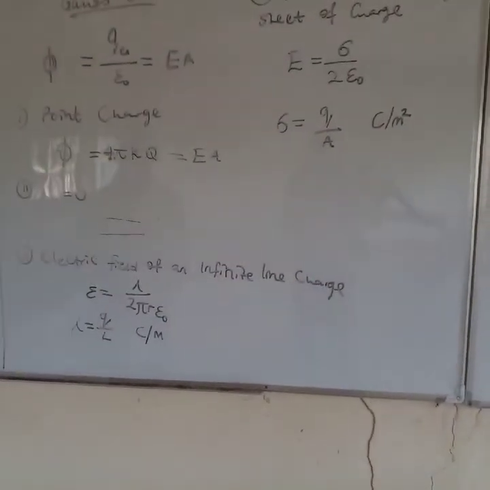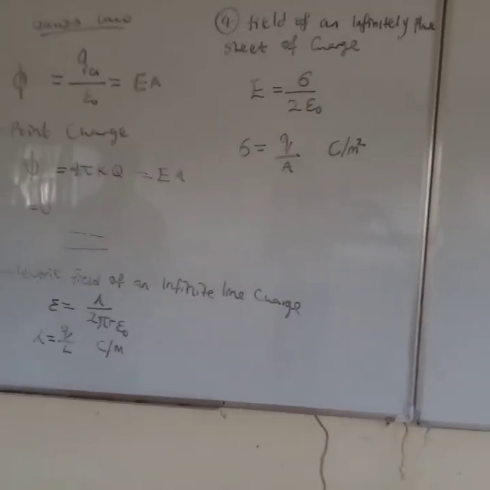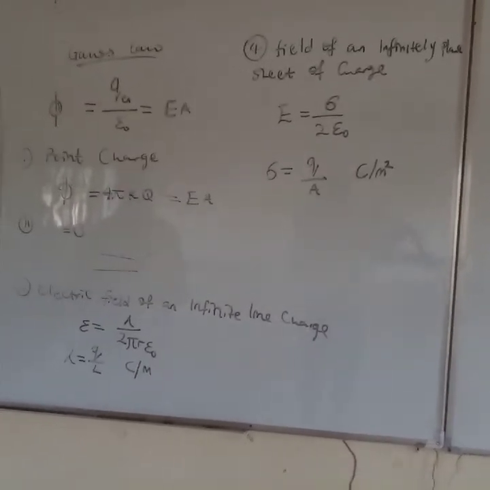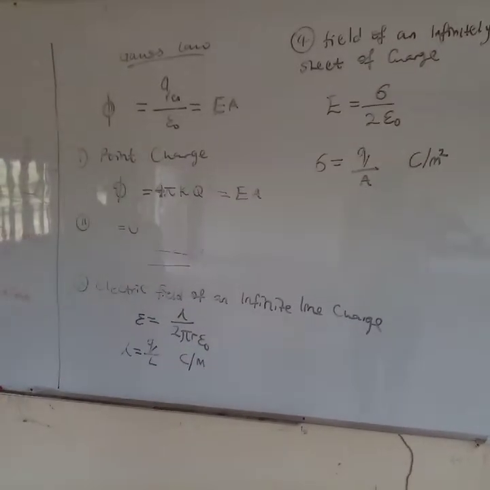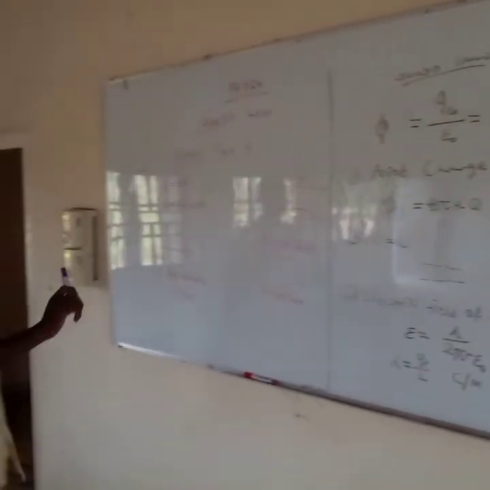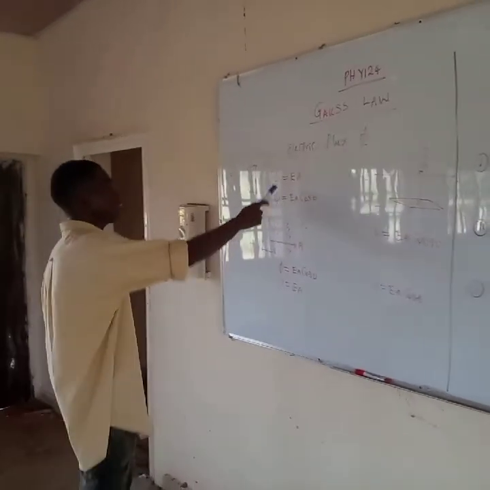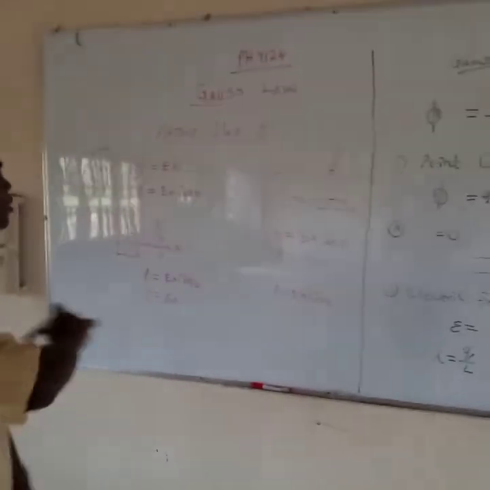Now, when you know those formulas, there is nothing you can't solve under Gauss law. Don't worry, in the next class we'll begin to solve problems that are related to Gauss law. But I just want to give you the summary of everything. So let us recap everything that we have been talking about under Gauss law. The first one is electric flux. Electric flux is the number of electric field lines passing through an area.